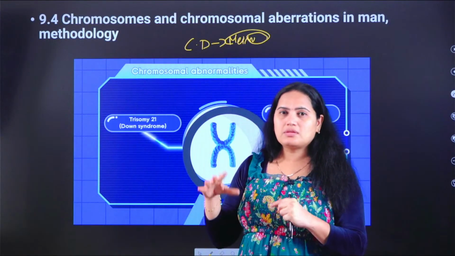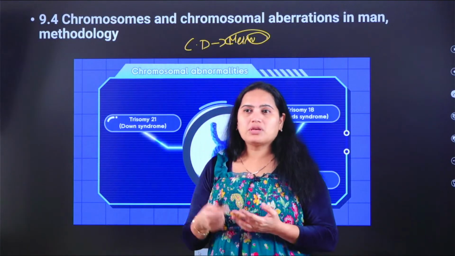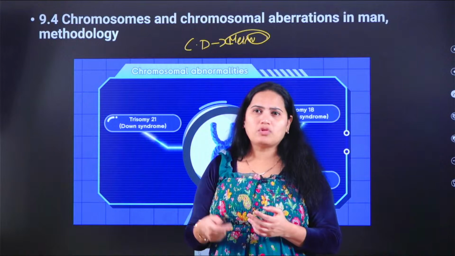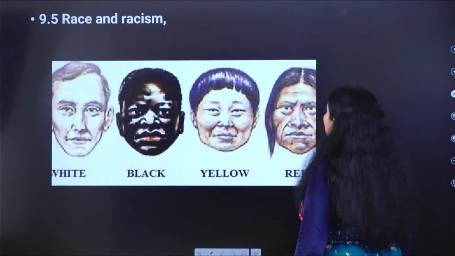What are the diseases associated with it? What are those congenital diseases, where trisomy or monosomy occurs? We will cover all these things in chapter 9.4.